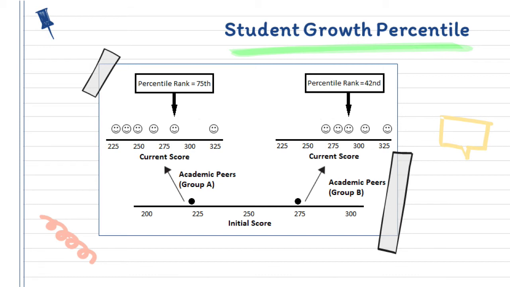Now let's look at Group B. This group started with higher achievement than Group A. Group B started at a score close to 275. They ended with a score range of about 270 to 325. A student who scored at about 285 on the most recent test had an absolute score growth of 5. Compared to the peers in this group, that puts the student at the 42nd percentile for growth. Their student growth percentile would be 42.